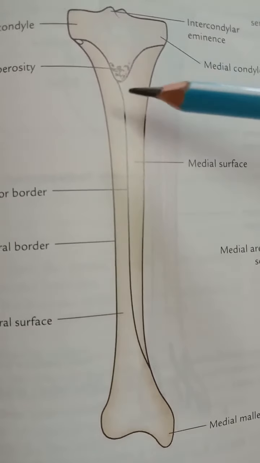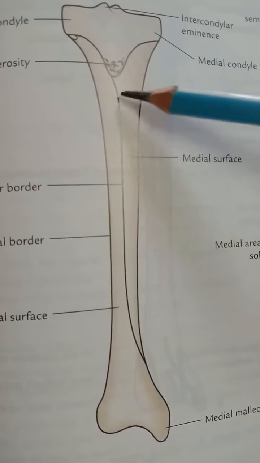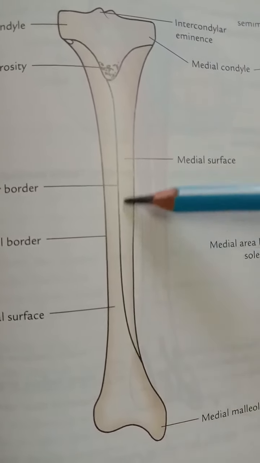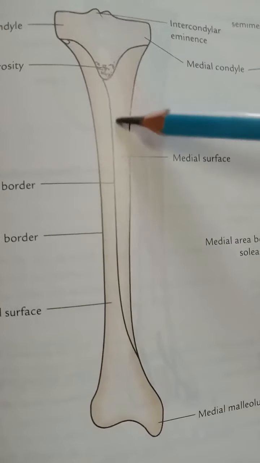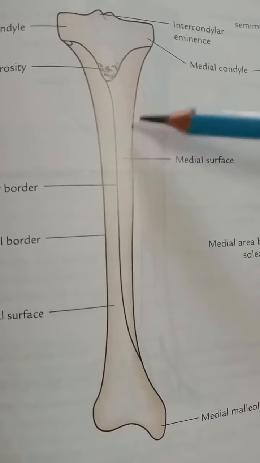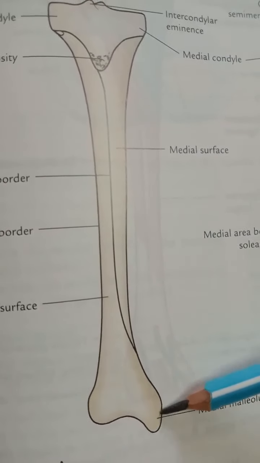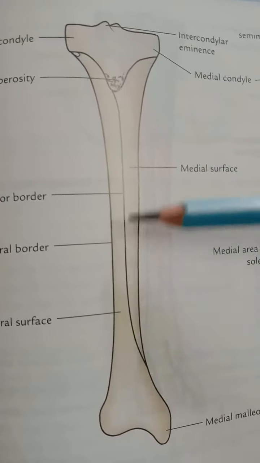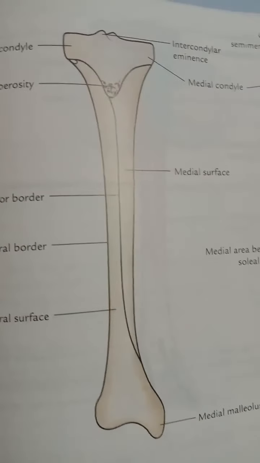Then there is the anterior border. This is the anterior border of the shaft of the tibia. It is prominent and crest-like, and it is sinuously curved. Here you can see the curve, and it terminates below at the anterior border of the medial malleolus. So this can be used for the side determination of the tibia.